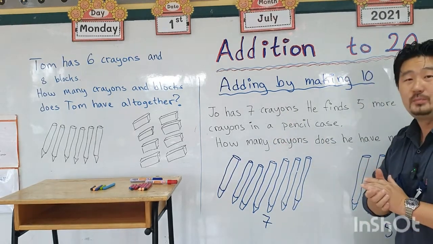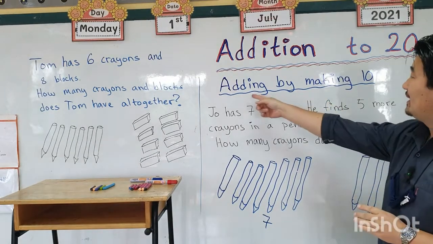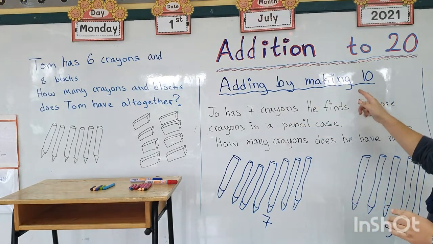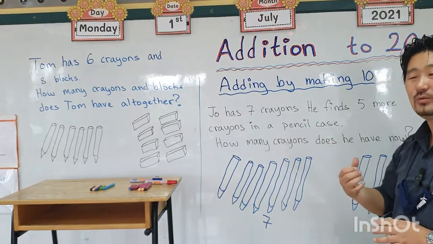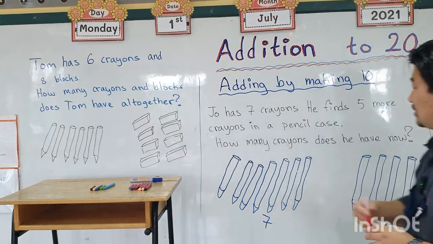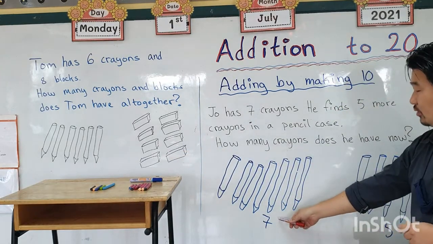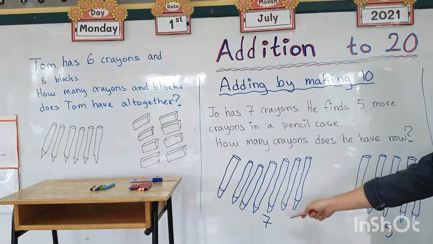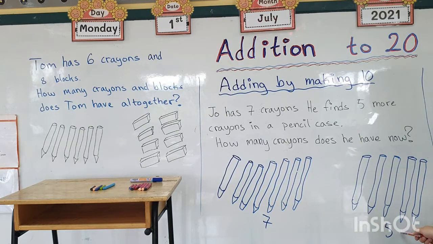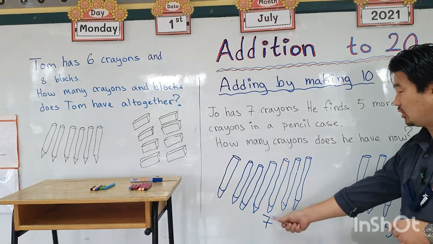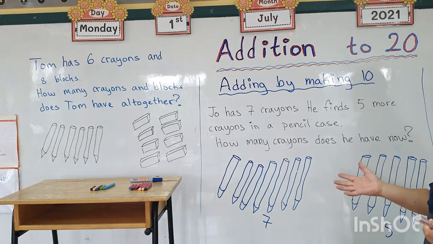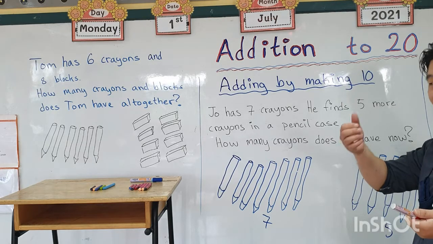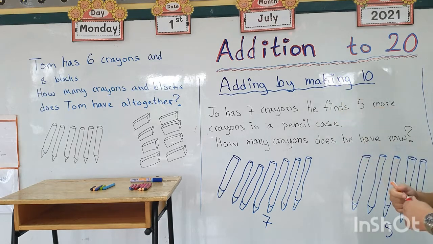So you can speed the process up by adding by making 10. So you make 10 first, and then you just add the last numbers, which is much easier. So you start here because you have 7. 7 is greater, bigger, larger than 5. So then it is easier to start with 7. So 7 and to 10 you need how many more? 7, 8, 9, 10. You need 3 more.